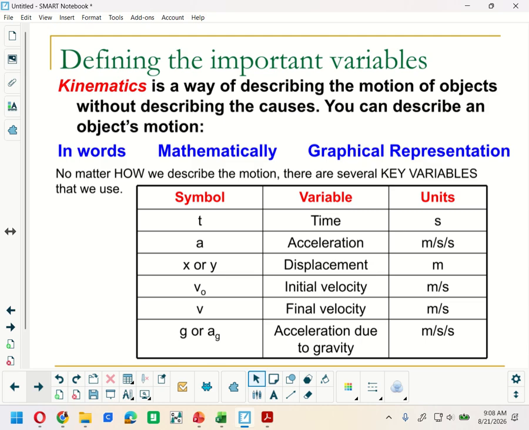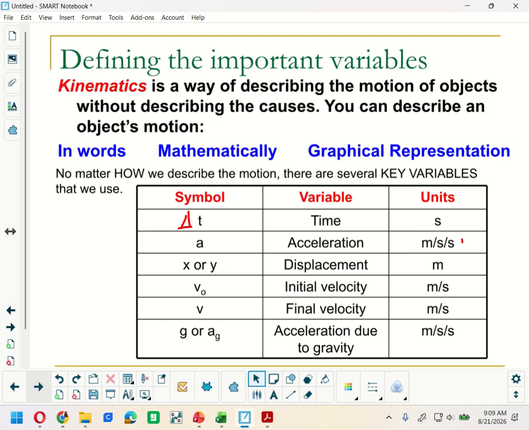Okay, no matter how we describe the motion, there are key variables that we use. So T, another way that we could actually see that one is delta T, which is going to be my change in time or the amount of time that we have. So you could see that either way. So you could see this as a delta T. Next one, so time is going to be represented in seconds. Acceleration is meters per second per second.